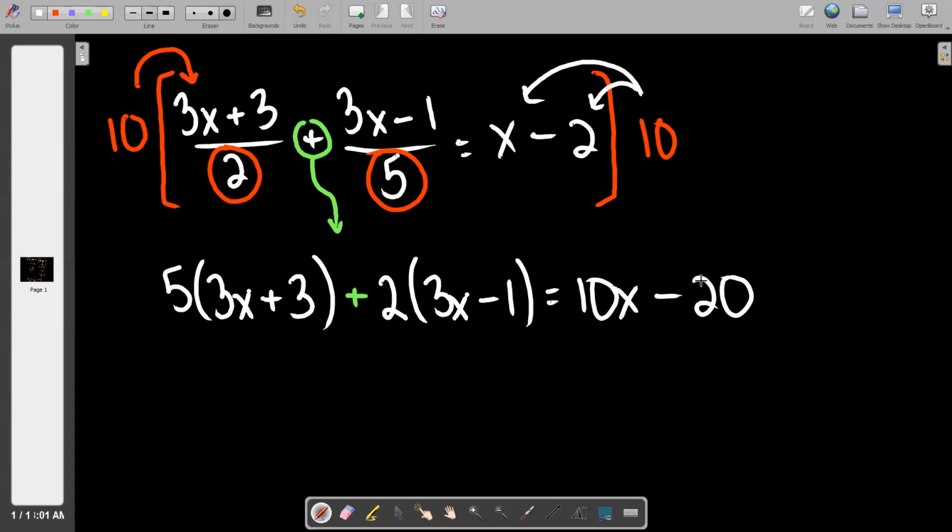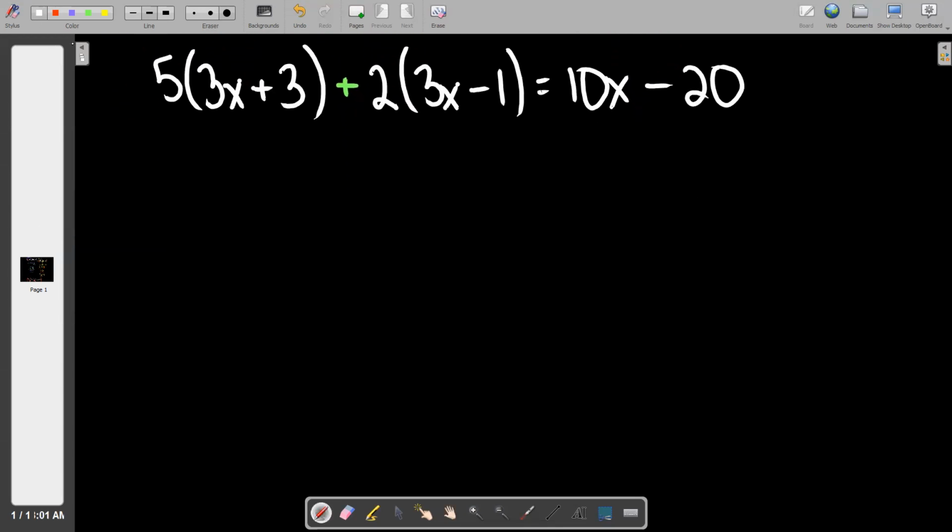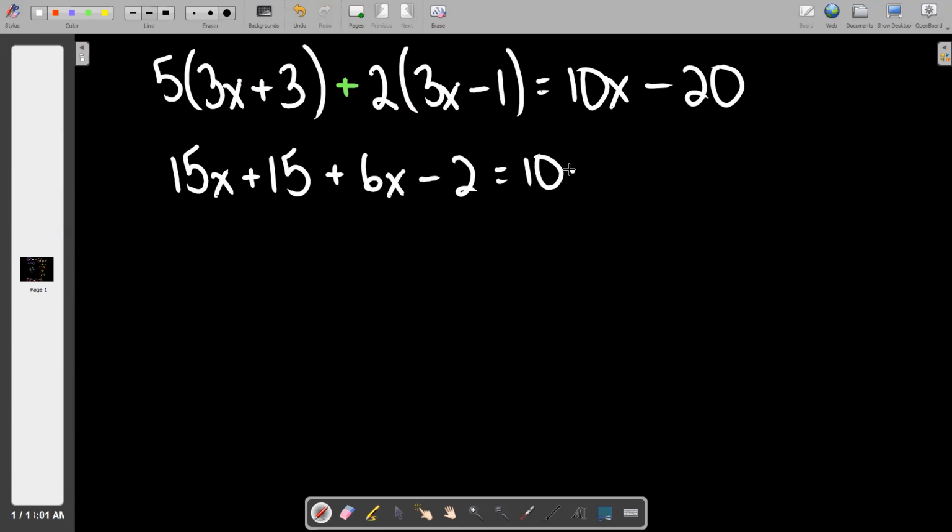Again, the fraction killing being complete, this is now no longer a fraction equation. From here, it's hope and pray that everything before this went well and that you know to distribute, combine like terms, and so on and so forth. So on the left, I'm going to distribute my 5 and get 15x plus 15. In the second half, I'm going to distribute my positive 2 and get plus 6x minus 2. And then I'm going to copy down the rest of the junk.